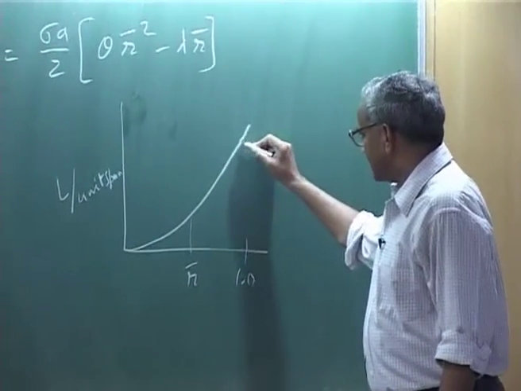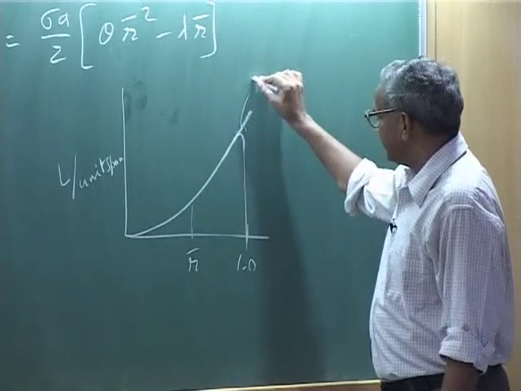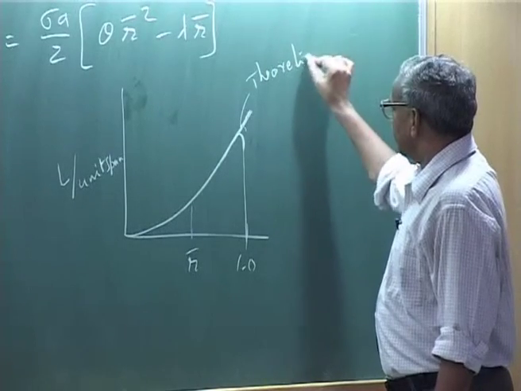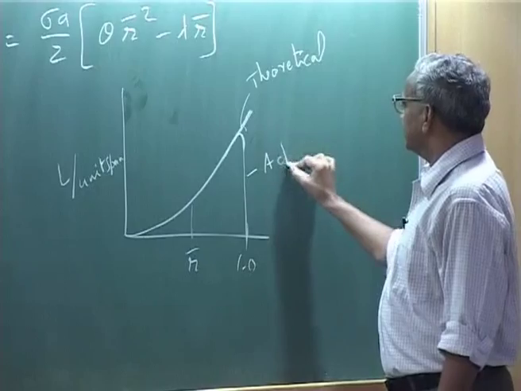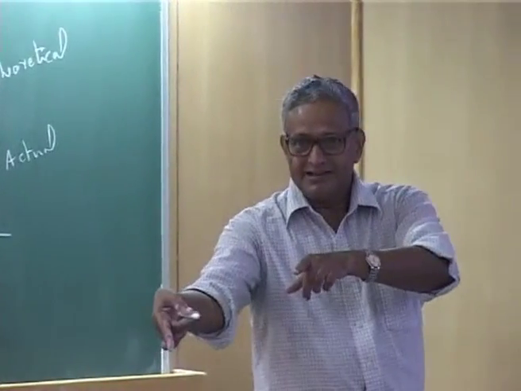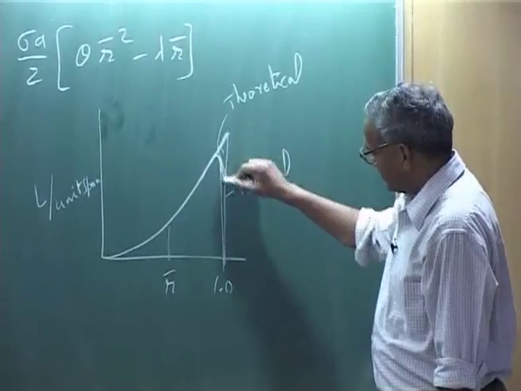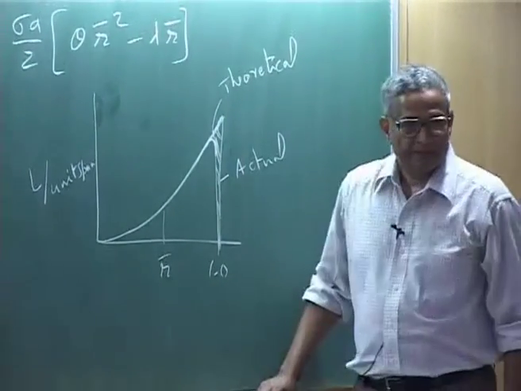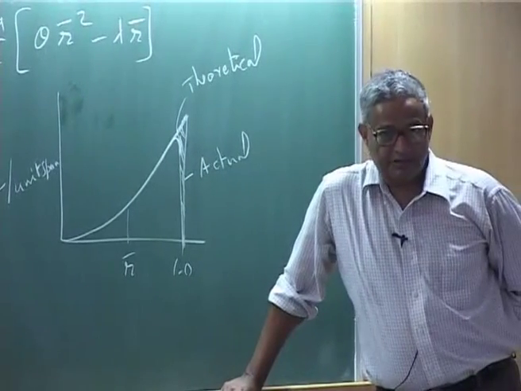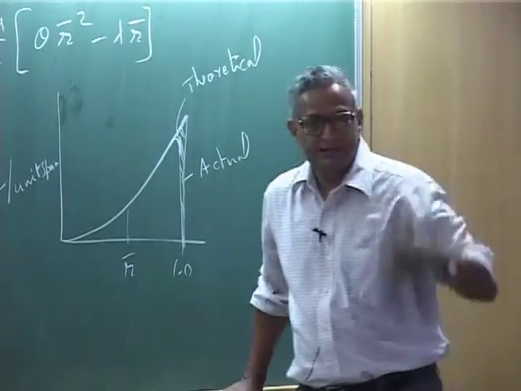But in an actual rotor, this will go and then it will drop. This is theoretical, and this is actual, because at the tip, since there is no card at the end, lift is 0. So, it has to go and then come down to 0. Now, in this particular region, lift is lost, but drag will always be there. And then your inflow can be non-uniform.